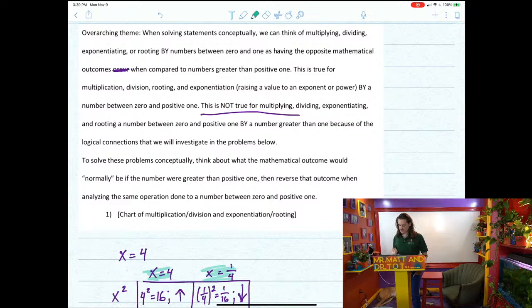Yeah, I'm sorry, I wanted to clear this up. So this statement is not true for multiplying, dividing, exponentiating, and rooting a number between 0 and 1 by a number greater than 1. The point I'm trying to make is that if we take 1/2 and multiply it by a number greater than 1, say 1/2 times 4, that gives us 2. So the overall result is still increasing, as we would expect when multiplying by a number greater than 1.